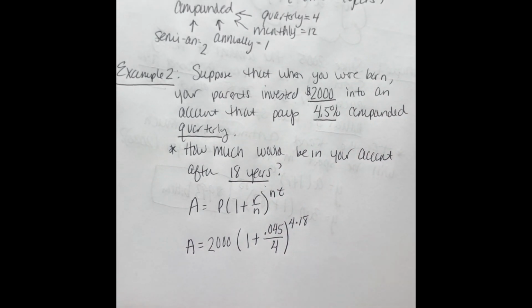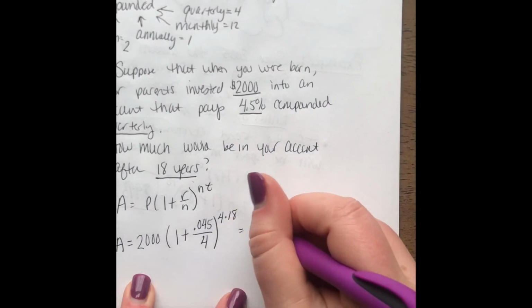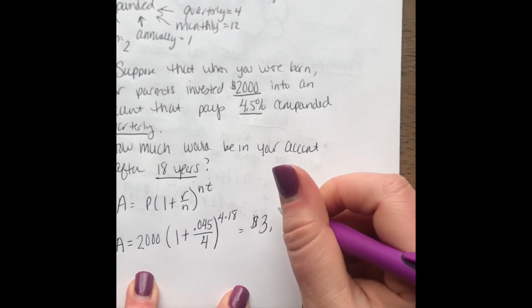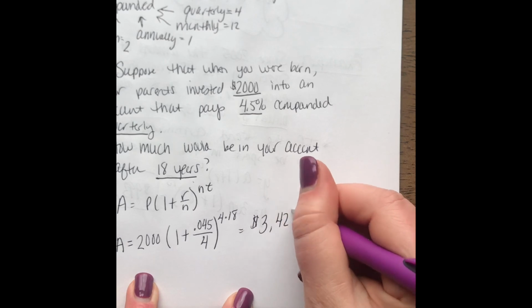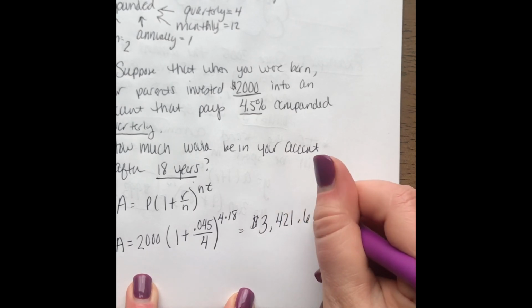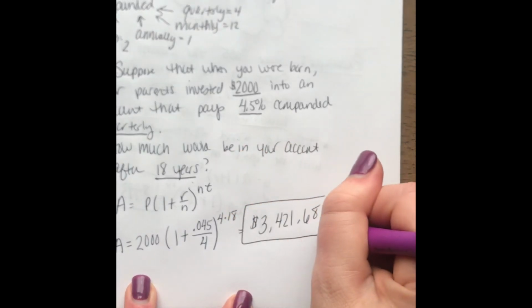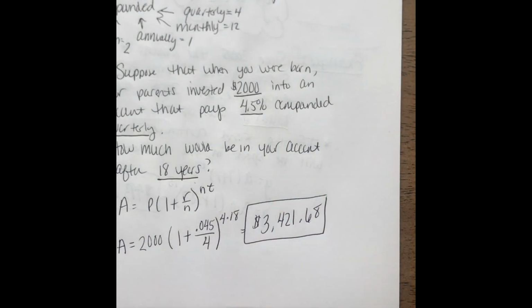So when you type that into the calculator, you should get $3,421.68. And this time, because we're talking about money, you want to round to 2 decimal places.